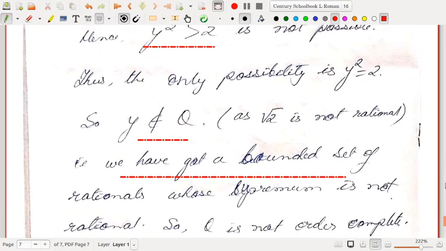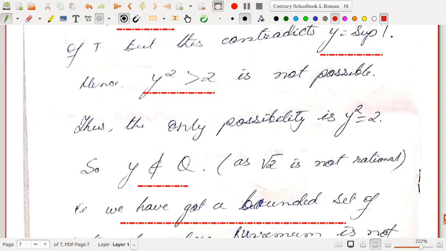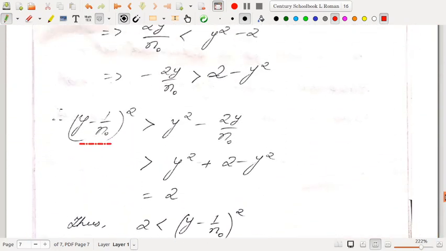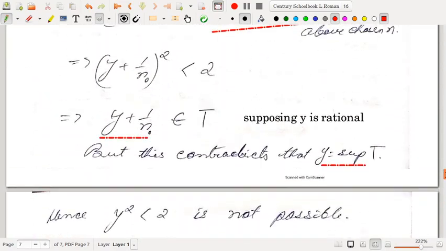Okay, so this is the proof. Please go through the proof. It's not that difficult, but it's a very important proof and slightly confusing. It's a very important proof.